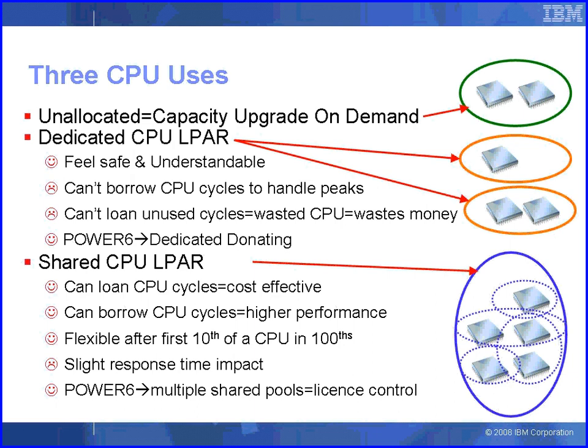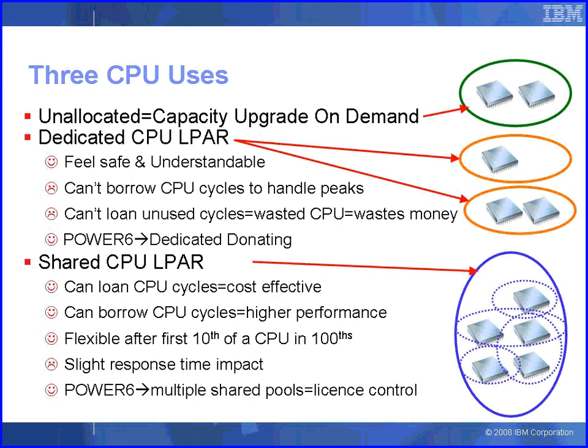We can't borrow CPU cycles from somebody else with a dedicated CPU partition. If, for example, we have one CPU in a logical partition and we have a massive peak arriving, we could really do with 3 or 4 CPUs for a few milliseconds. Well, we can't. We've got one CPU and we'll just have to handle that peak the best way we can, and it will just take 3 or 4 times longer to handle that workload than necessary.